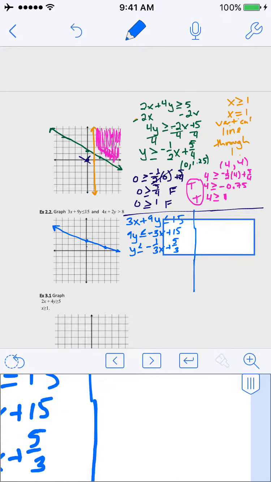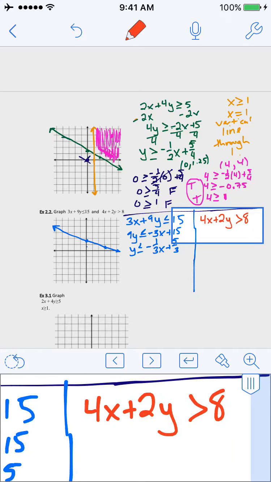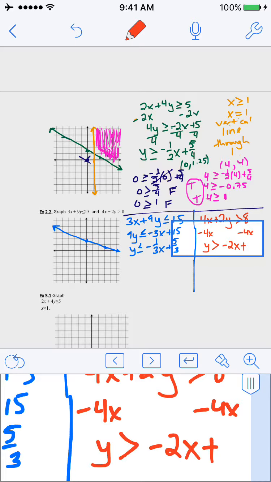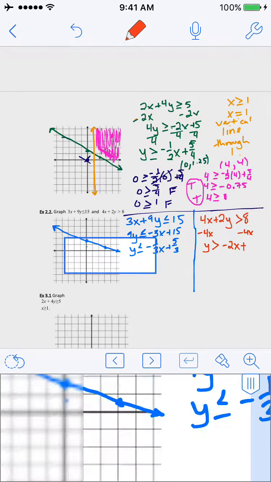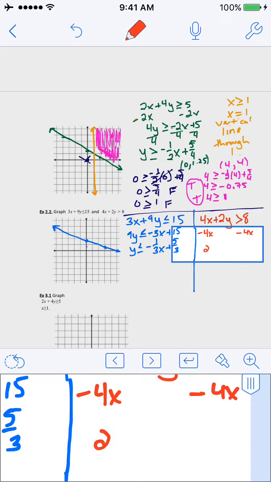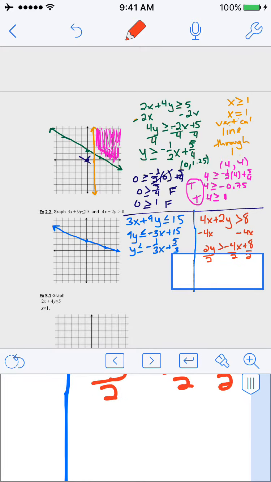Our other line looks like 4x plus 2y is greater than 8. We'll rearrange it a little bit. Subtract 4x from both sides. We get y is greater than negative 2x. Oh, I'm sorry. I'm way ahead of myself. So we'll undo that. Subtract 4x from both sides, you get 2y is greater than negative 4x plus 8. And lastly, we'll divide by 2, to everything, remember it's got to be to everything: y is greater than negative 2x plus 4.